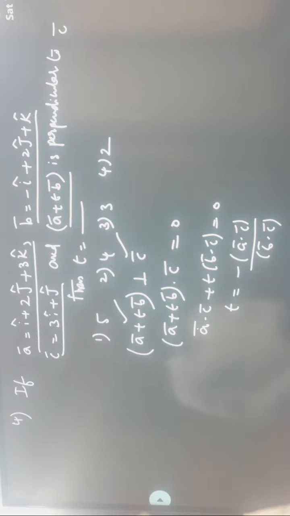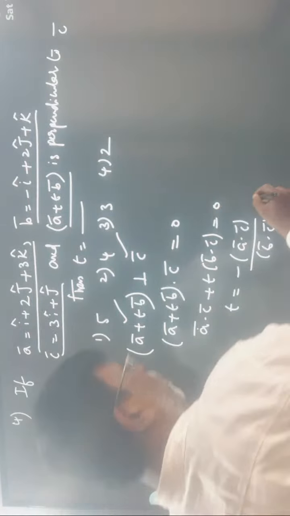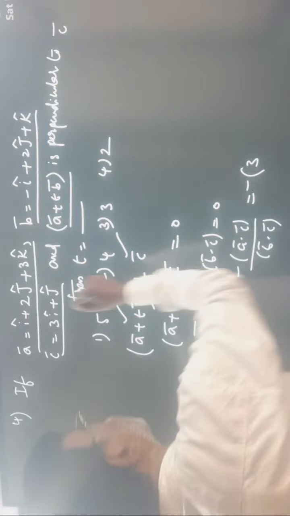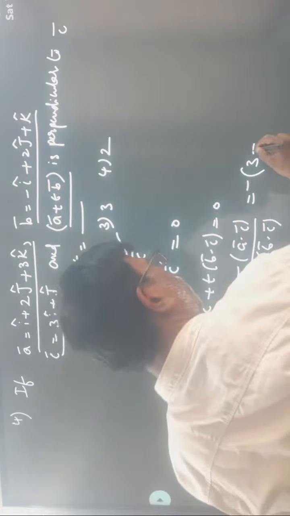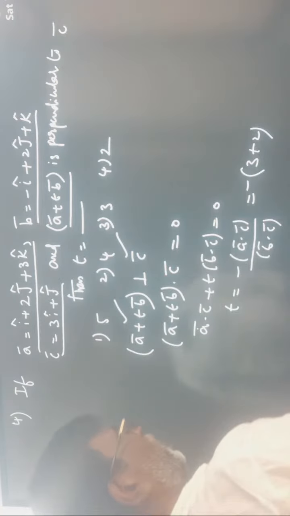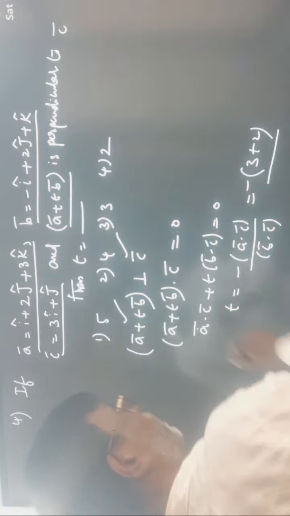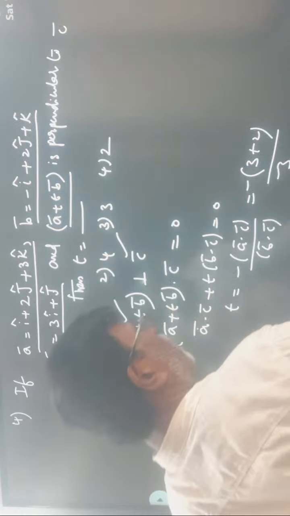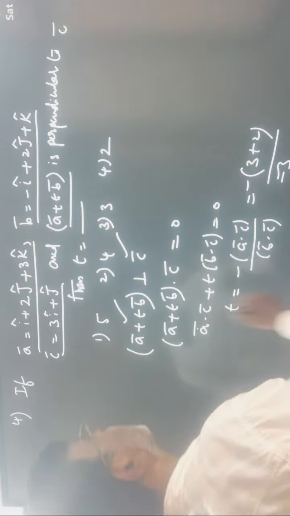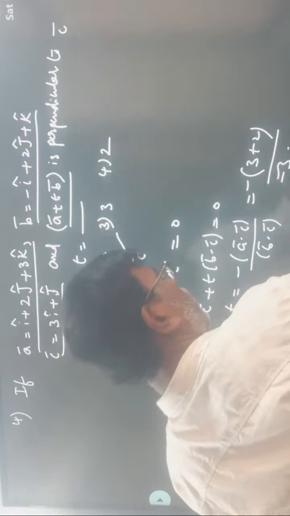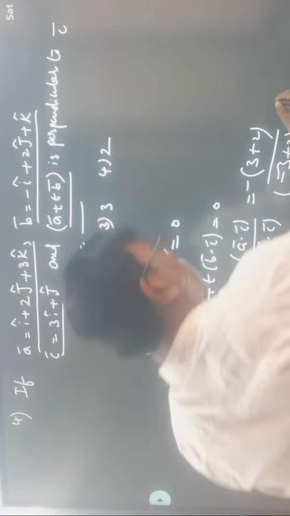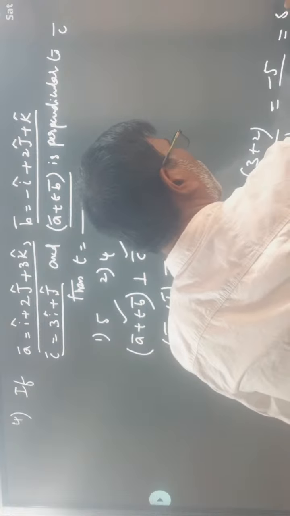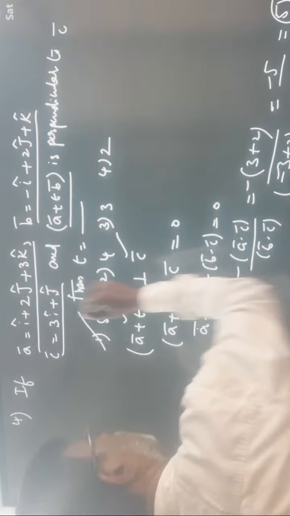What is A dot C? Straight away, minus of A dot C is 3. So 2 into 1, that is 2. Now what is B dot C? That is minus 3. So here it is minus 3 and here is plus 2. That gives minus 5 by minus 1, which gives 5. Once again I will explain that. First is the correct answer.